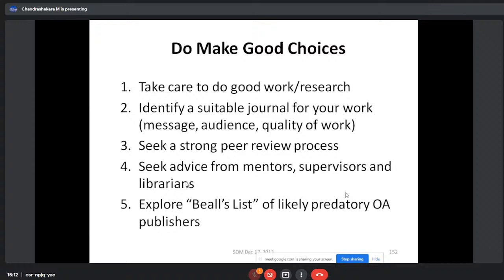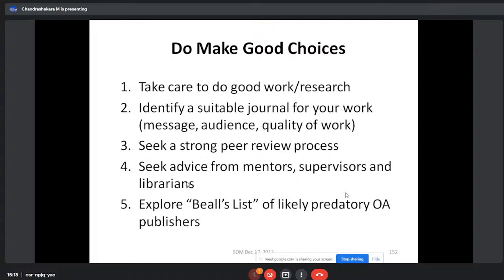Take care to do good work; research it, because you have to make a good choice. Identify a suitable journal for your work: message, audience, and quality of the work, this is more important. Good message. Seek a strong peer review process. Seek advice, always taking it from your mentor, supervisor, and many other people.